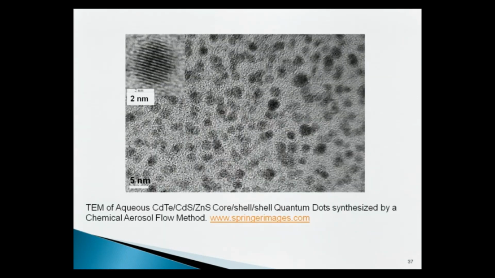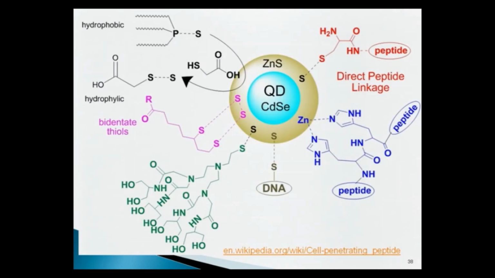Here's just a picture of what they look like, and they also can be functionalized. This is a pretty picture. I'm not really sure exactly what it means. I just borrowed it from Wikipedia, but it's a really nice picture showing that there are lots of opportunities for conjugating things to these particles so that they can be targeted, so that they can be made stealth, they can carry drugs, things like that.